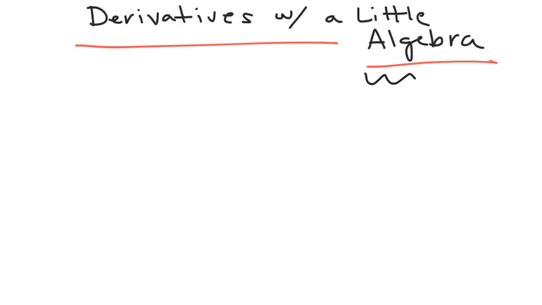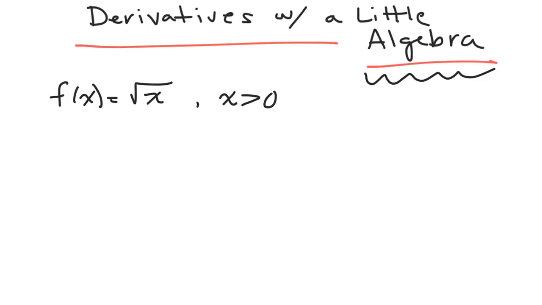We're going to do an example of a derivative where we require a little algebra that sometimes students may have forgotten. So let's take a look at the function f of x is equal to the square root of x, and we'll take the domain to be all x greater than 0. Now, of course, you can see that this function is defined when x is 0, but we want to look at the derivative, and that makes things a little bit different.